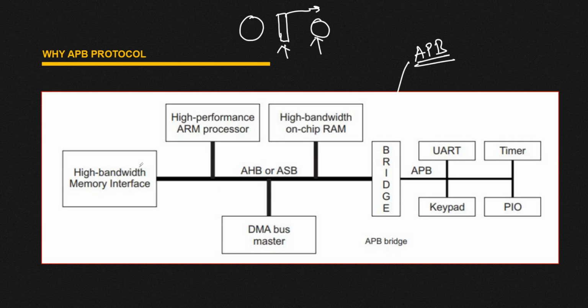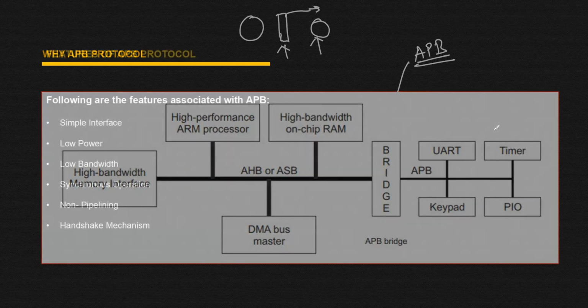So here on the left side we have some high bandwidth device, and the data passing through this high bandwidth device goes through the APB bridge. Here we are lowering the frequency, and then we are sending it to some GPIOs and UART, which are low bandwidth peripheral devices. So that's how APB comes into the picture.